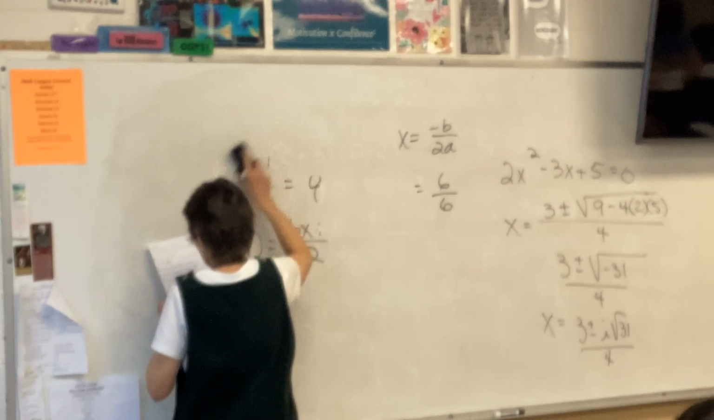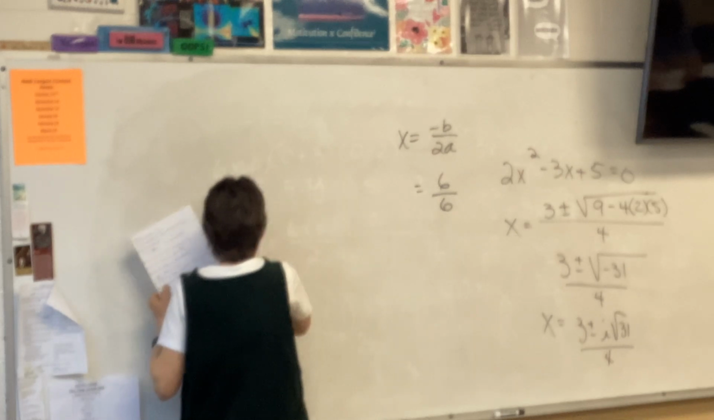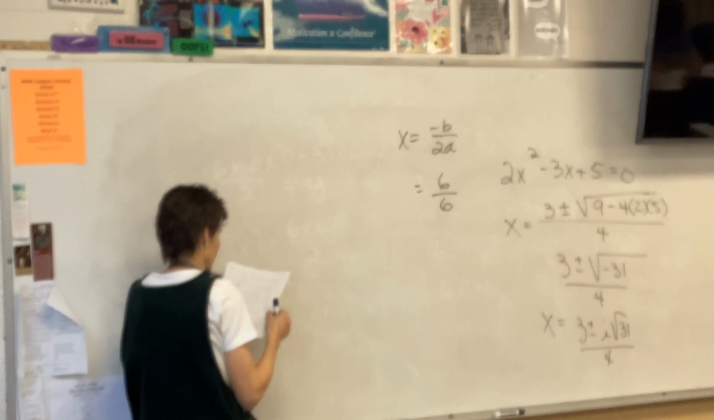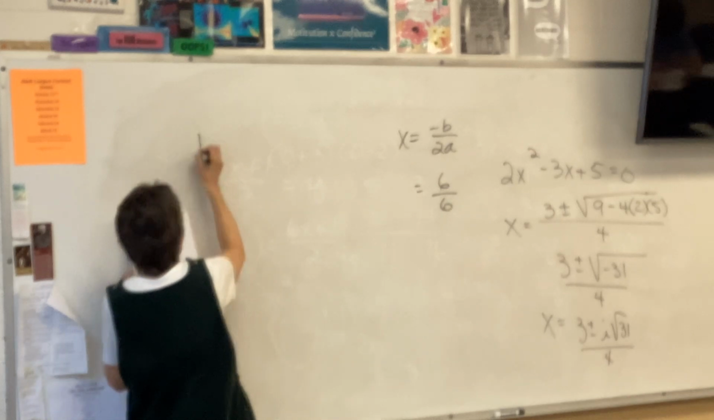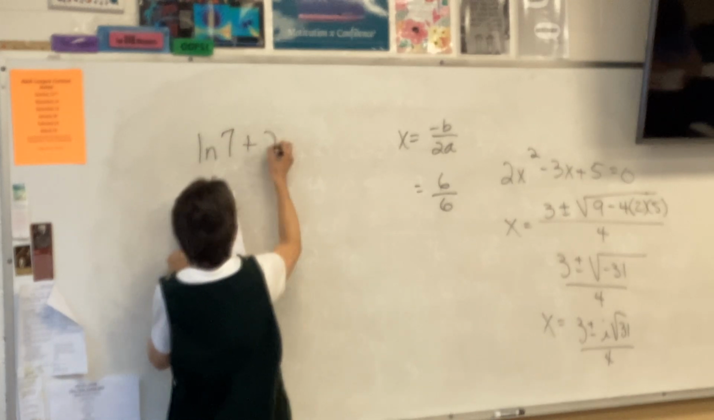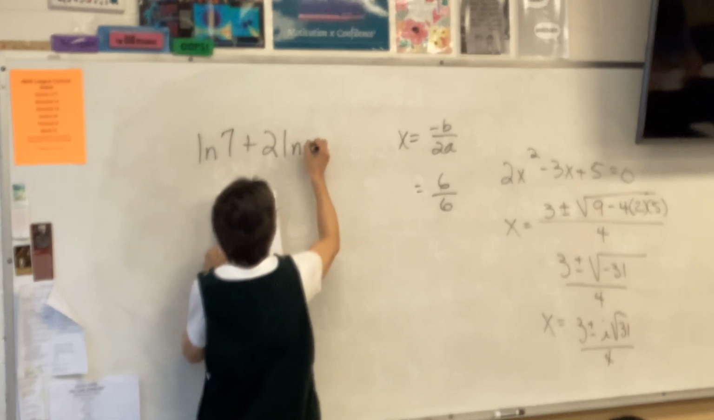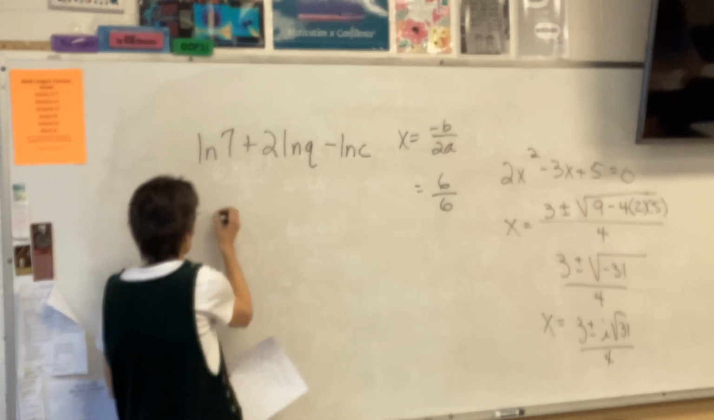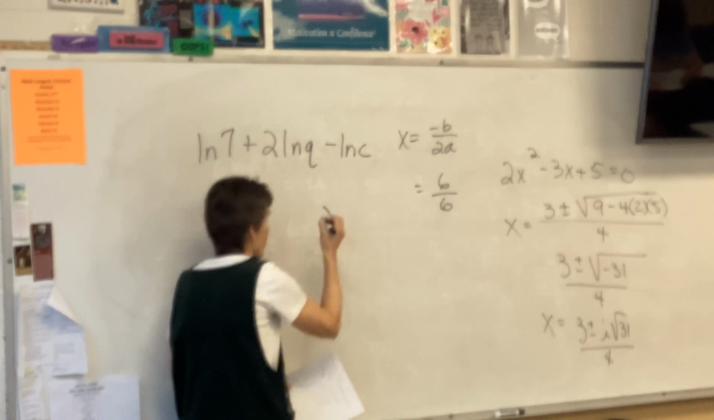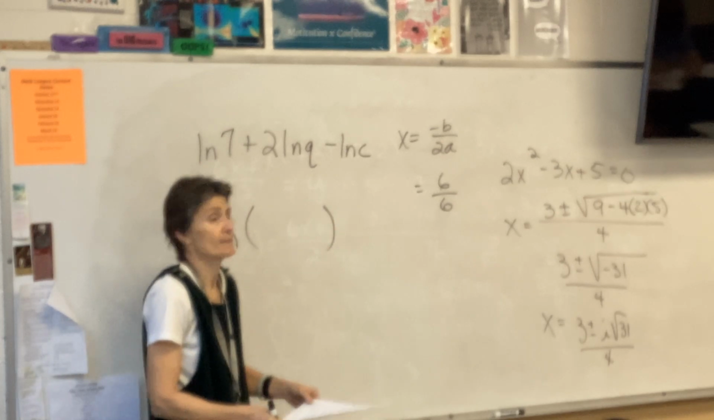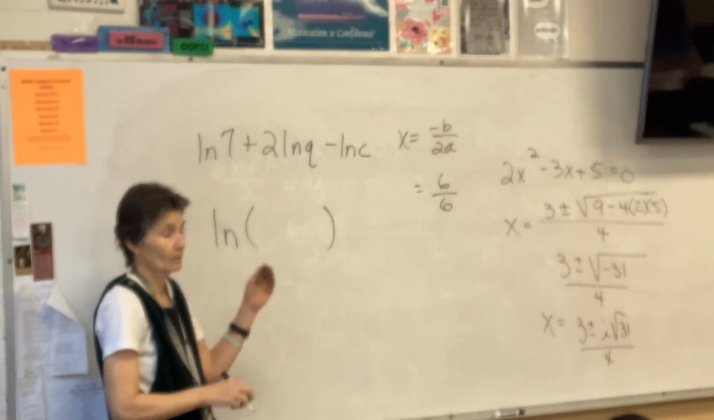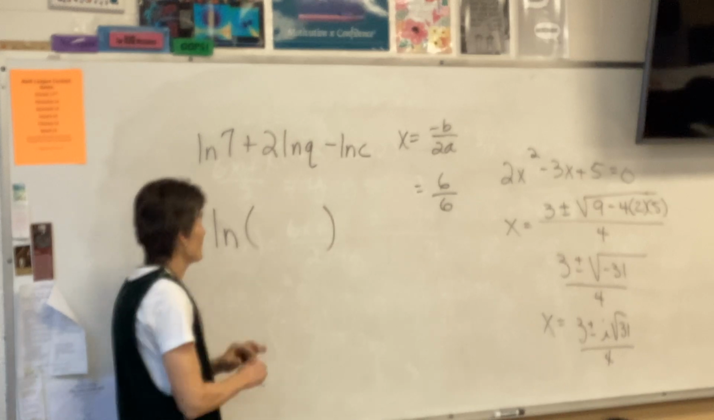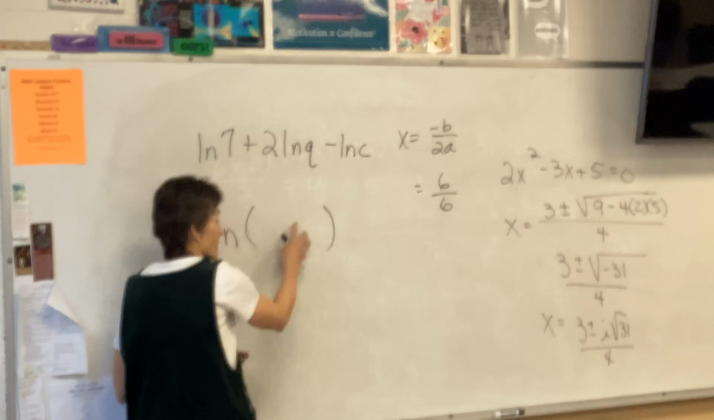All right, now number 7 is really recent. We should do a good job with number 7. So your job is to write this as one logarithm. Remember, ln is a logarithm. It is a log base e. So we need to put all this together in here.